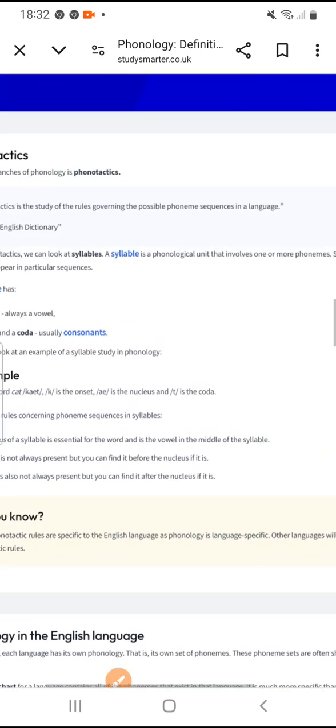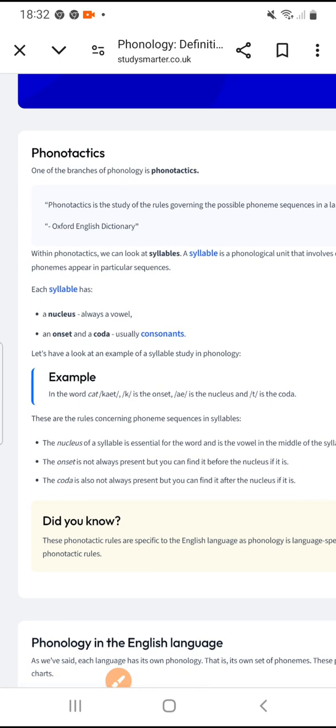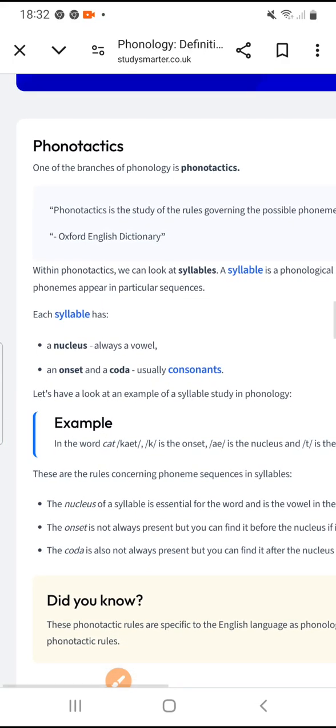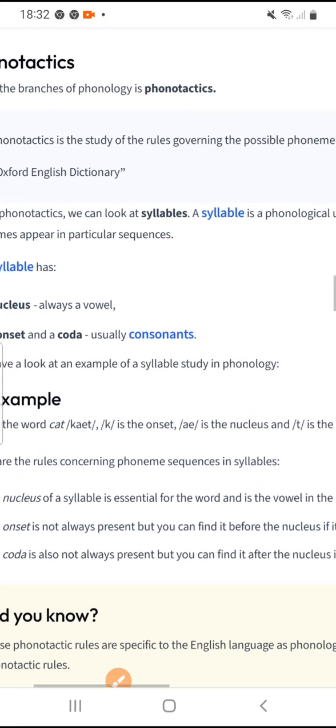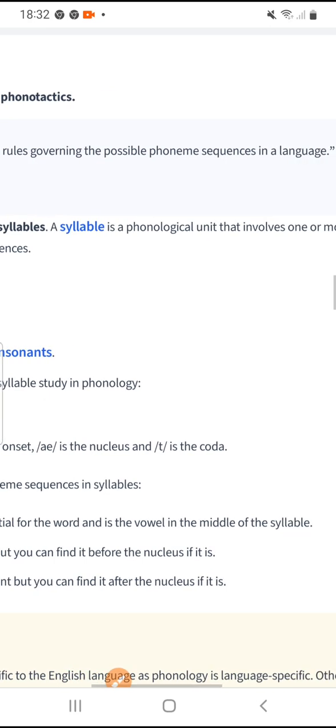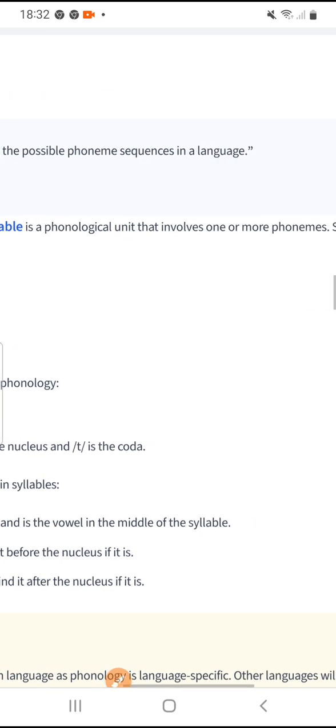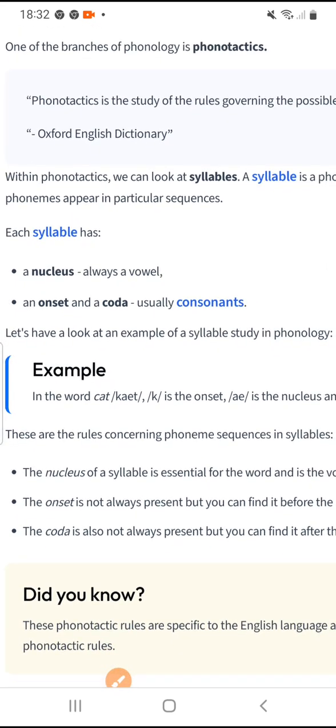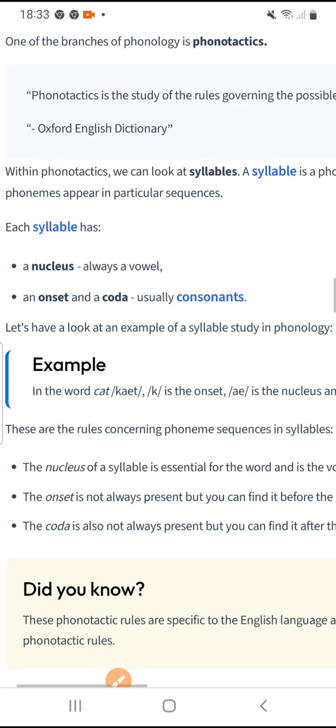First of all, these are the words, please understand. Sorry, out of track, I'm just giving you first phonotactics. So phonotactics is what? Phonotactics is the study of rules governing the possible phoneme sequences in a language. That's the Oxford dictionary meaning.